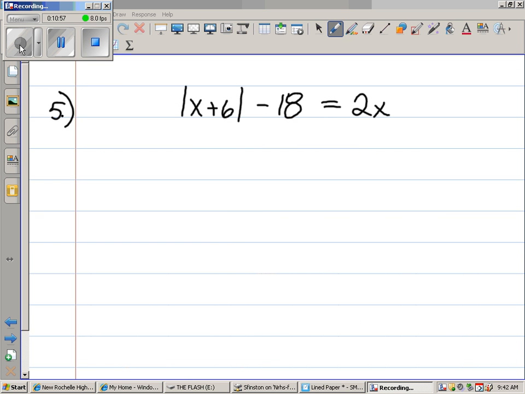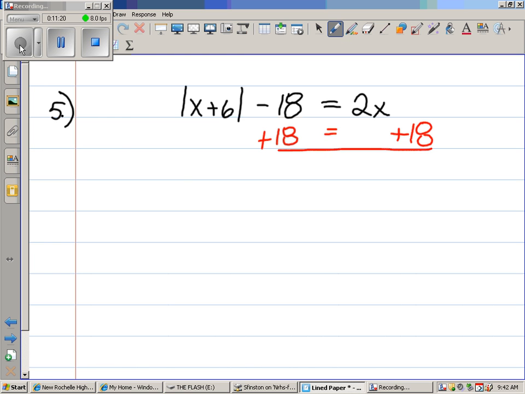Uh-oh. That's crazy. We got an x on the other side. We got an 18. What do we do first? I'm not sure. What do you think we do first? Carly. You're amazing, Carly. Great job, girl. Yeah, we're going to be adding 18 to the other side. We're going to just try and get the absolute value by itself. That's our first step every single time. Cancel that off. We've got absolute value of x plus 6 equals 2x plus 18.